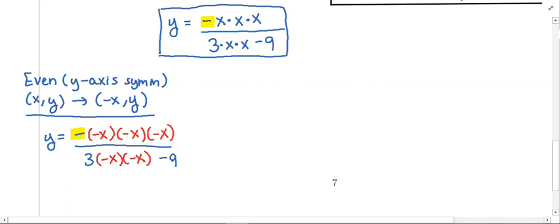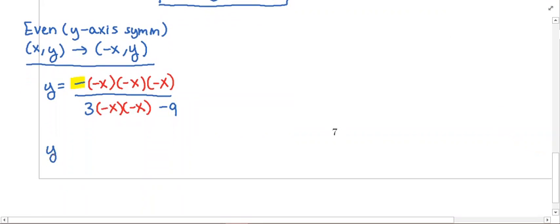We need to simplify this to see if we get the original function back. So we've got y equals, in the numerator, let's handle the sign first. Negative times negative is positive, times negative is negative, times negative is positive. So the numerator is going to end up positive, and x times x times x is going to be x cubed. In the denominator, we've got 3, and then negative times negative will turn this positive. X times x is x squared. So you're going to have 3x squared minus 9.